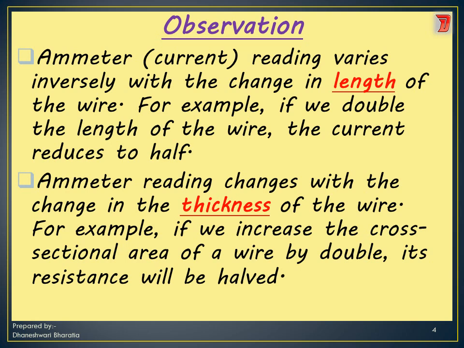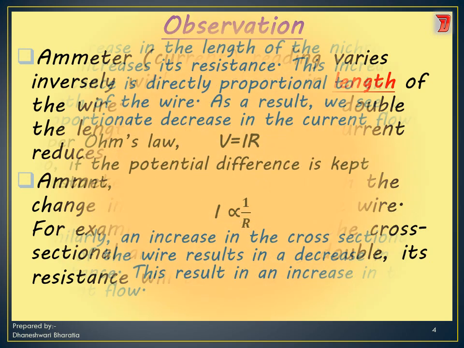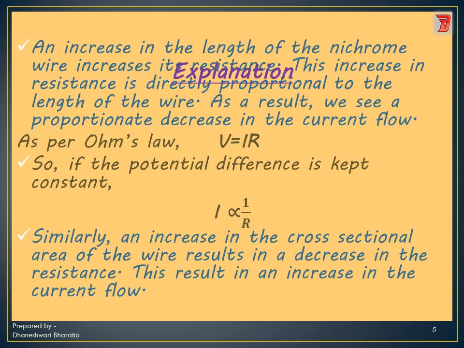Have you understood these two things? I'll repeat. If the length is increased, the resistance is also increasing. If the resistance is increasing, current will be decreasing because it is inversely proportional to resistance. In the second case what happened? Thickness is increasing. If the thickness is increasing, the resistance will decrease because the area of the conductor is inversely proportional to resistance, okay? This is the explanation of what we have observed.